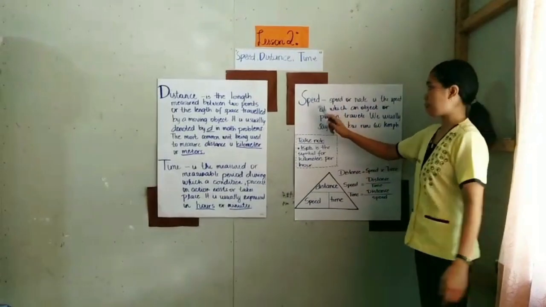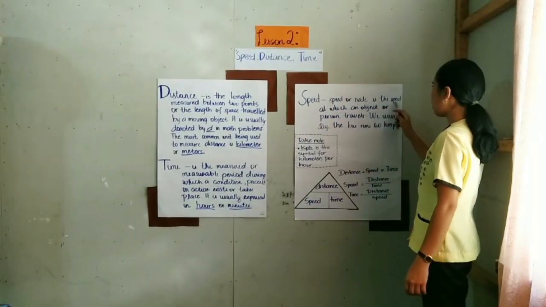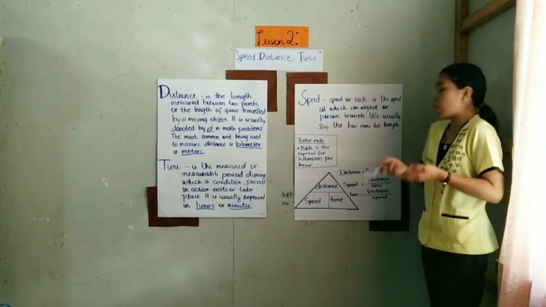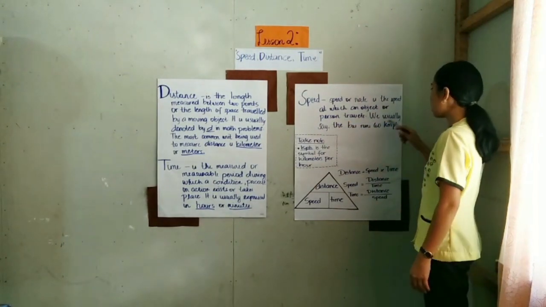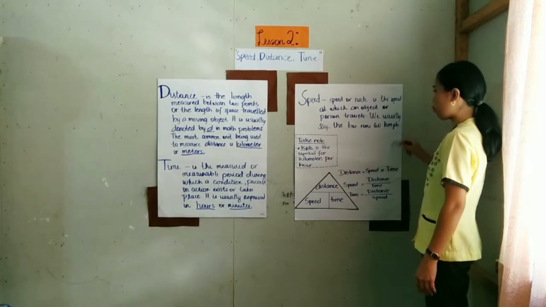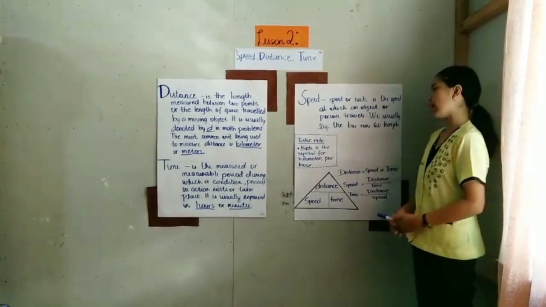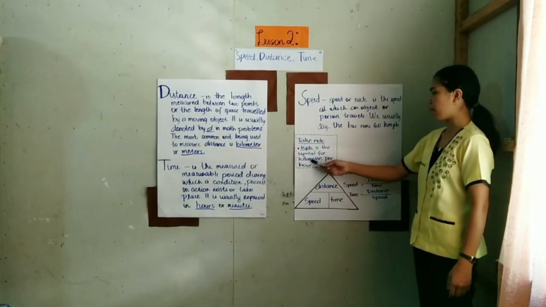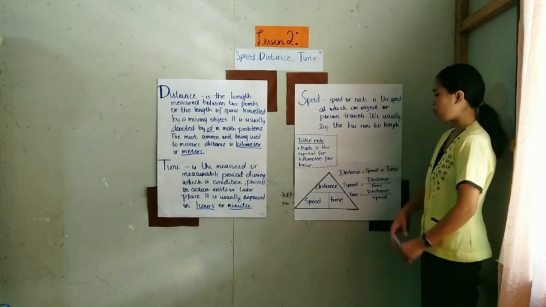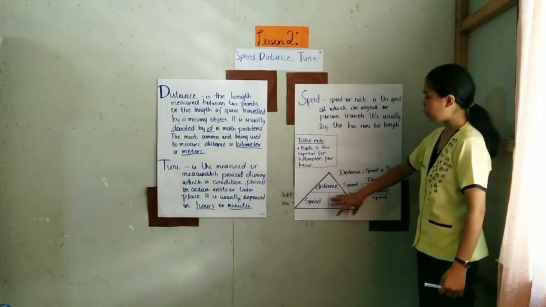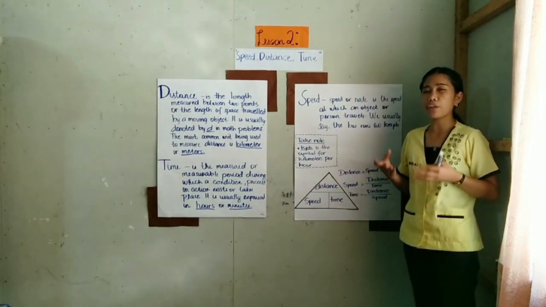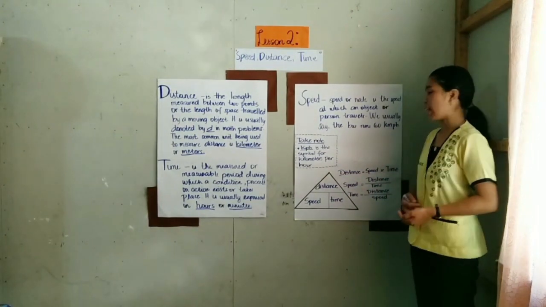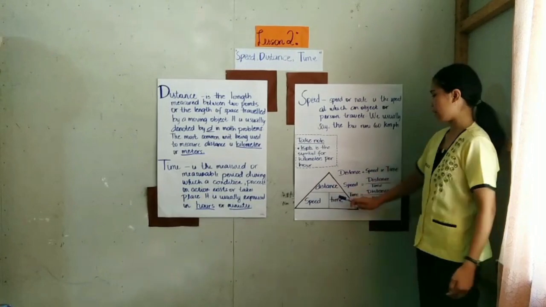Speed is the rate at which an object or person travels. We usually say the bus runs 60 km per hour. Take note that kph is the symbol for kilometers per hour. This triangle simply describes how we can easily remember the equation or the formula in getting distance, speed, and time.